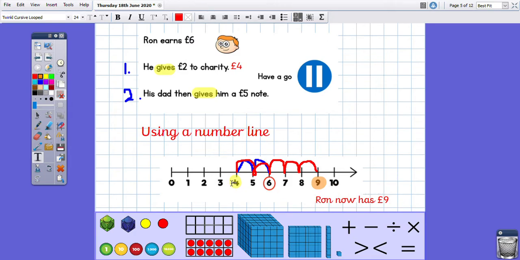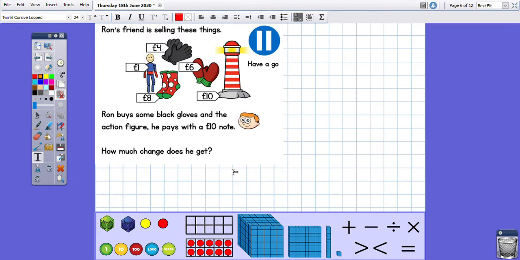And that's why number lines are really, really good, because we can use them to take away and add in the same question. Ron's friend is selling these things. Ron buys some black gloves and the action figure, and he pays with a £10 note. So that is step 1. Let's work that out first.